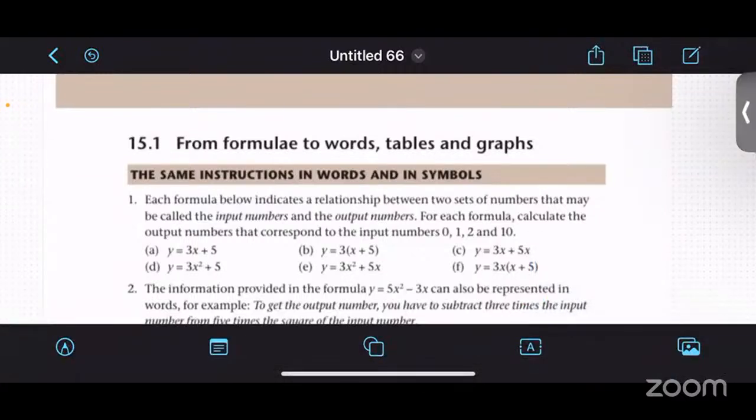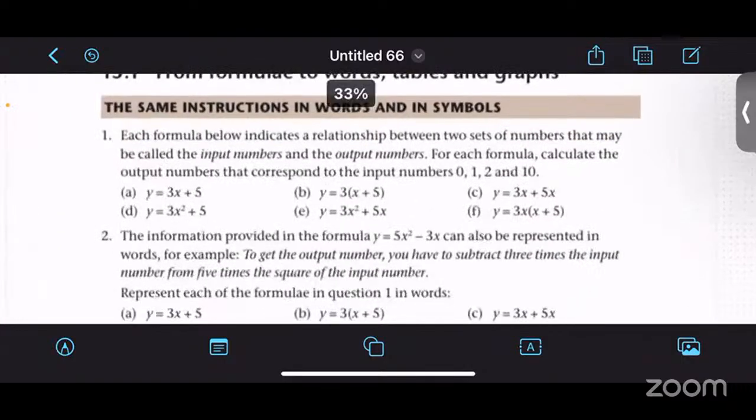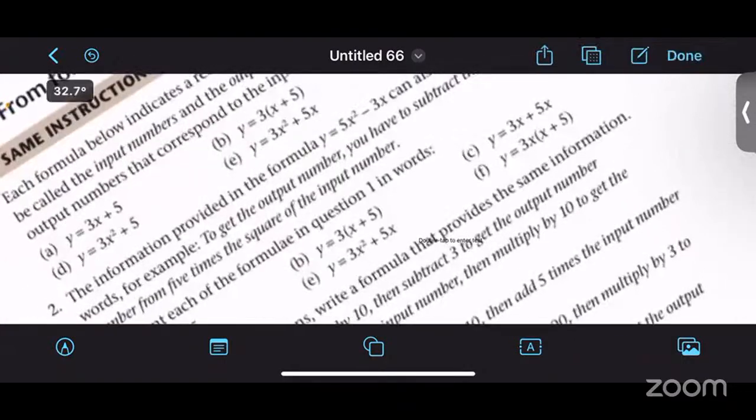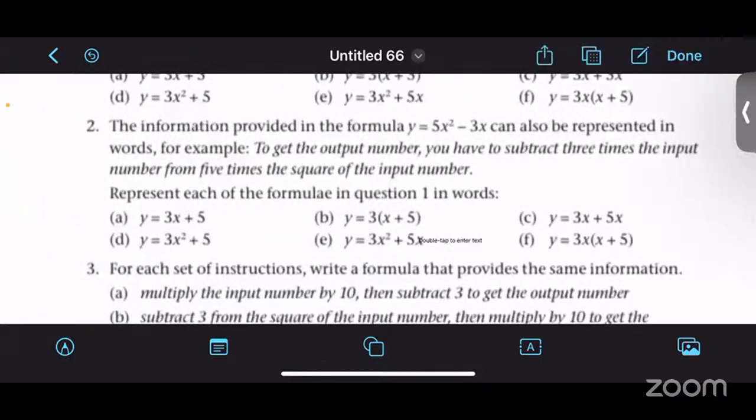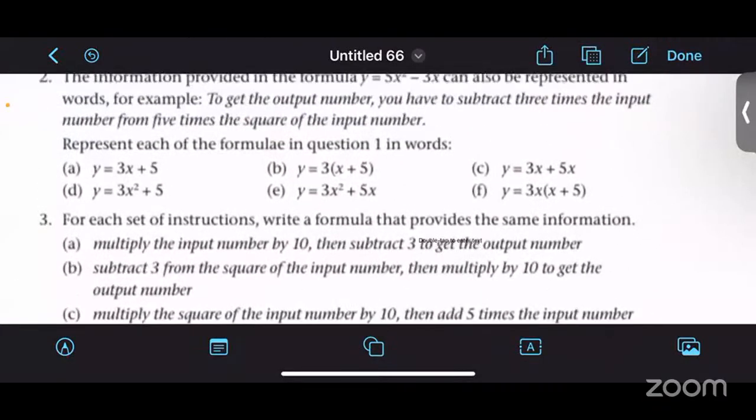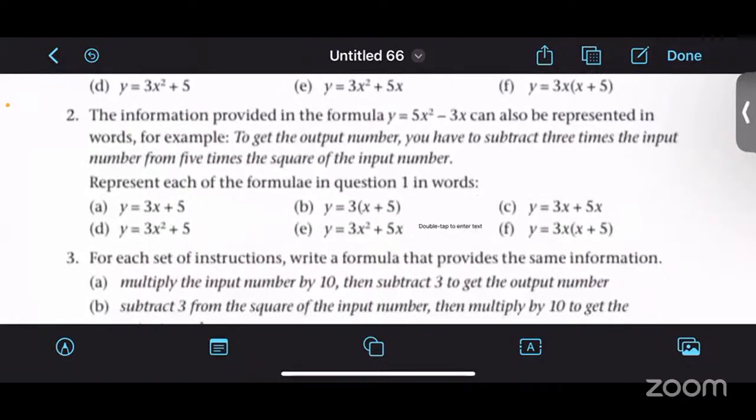Okay. So I was just explaining this. I'm not sure if you were able to get this part, but that is what I was doing. We were here with this: there's an expression and we were required to represent it in terms of words. They've given us an example over there: 5x squared minus 3x.